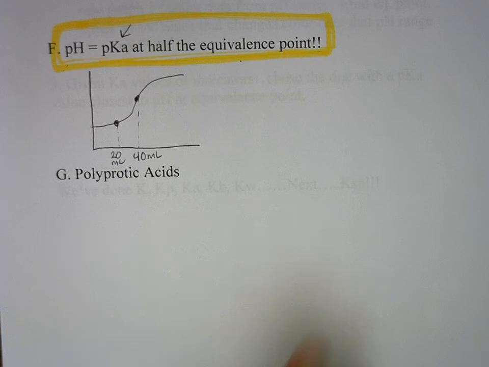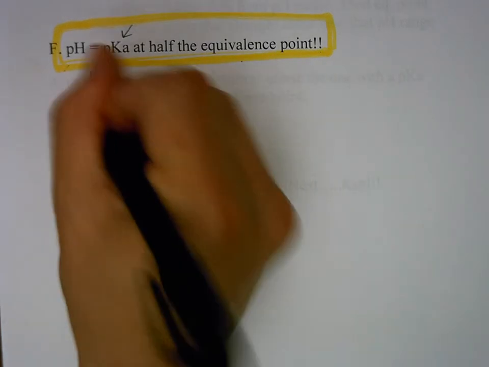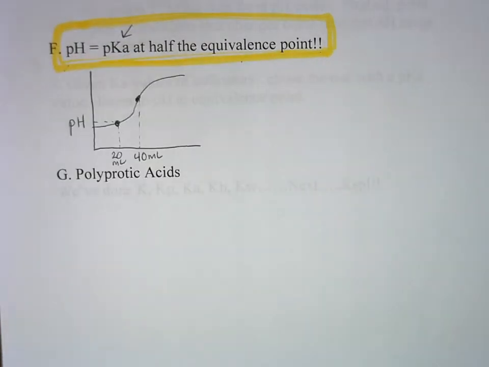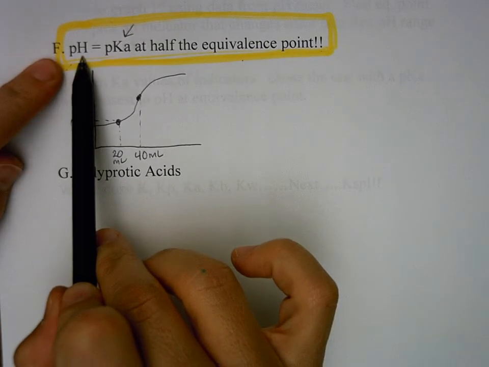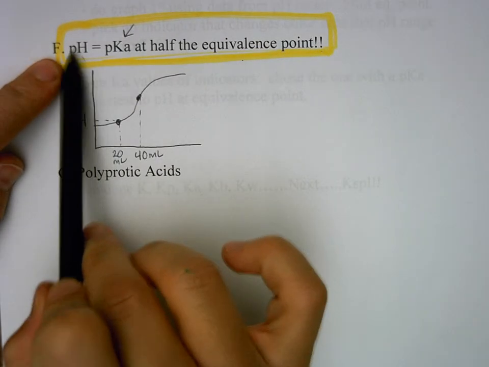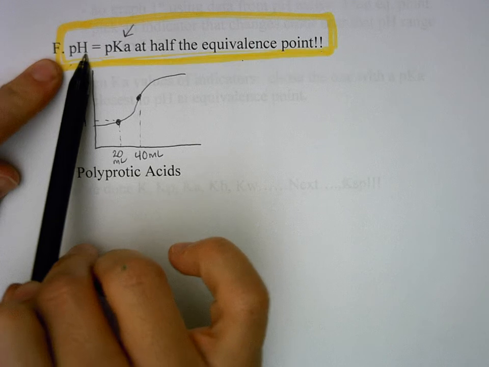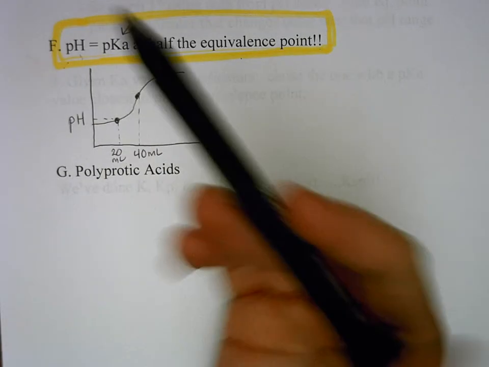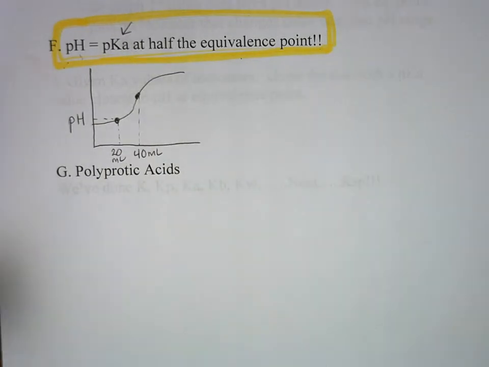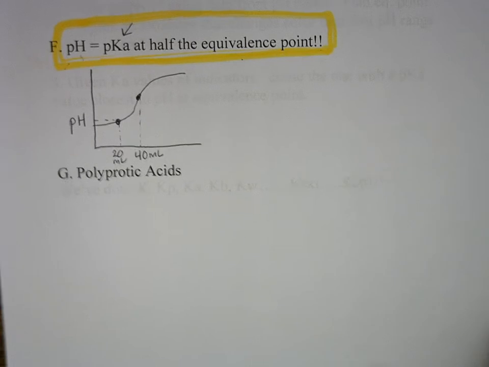And at half the equivalence point, you can figure out what the pH is based on the graph at that point. If you can find out what the pH is, you would have a number here. And then you would know that that equals the negative log of the Ka value. And then you could figure out what the Ka value is.